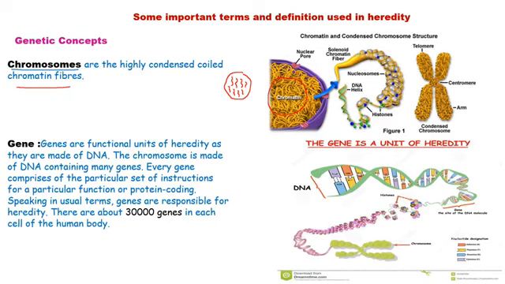But when the cell is getting ready for division, these chromatin fibers start coiling. They coil and coil and coil. They get super coiled and form a rod-like structure called a chromosome. Here you can see the chromosome, a rod-like structure. This is a chromosome.